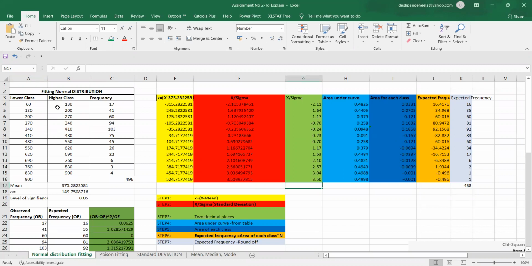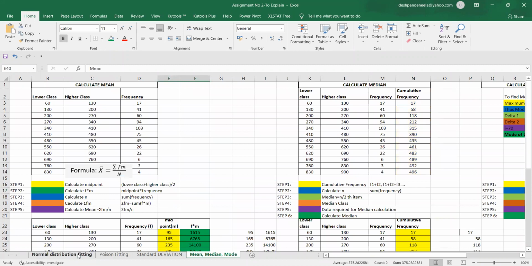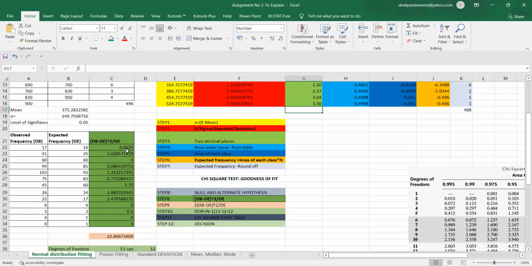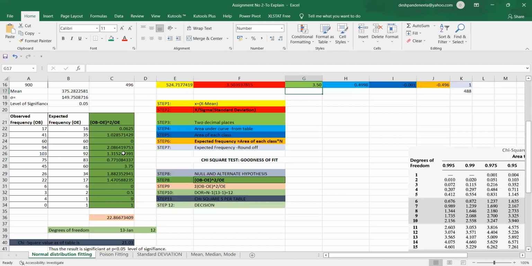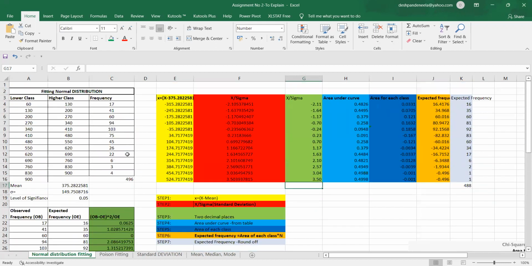and a higher class. That means it has an interval with I equal to 70. This is the previous problem itself, which we had solved for mean, median, and mode. The same problem. And for the same problem now, we will be fitting a normal distribution. We are trying to fit a normal distribution, and we will check through the chi-square test whether this distribution is good. I mean, is it a good fit? That's what we are going to do.